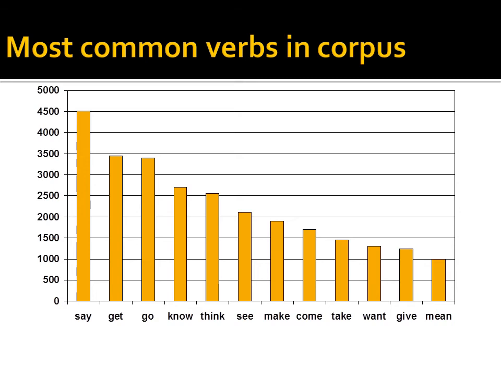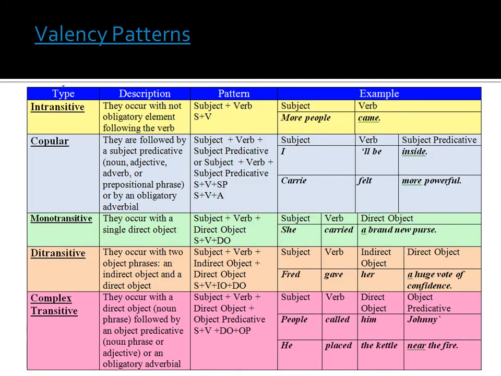And this is kind of something that I think would be invisible to most of your students. These are those valency patterns that they talk about in the book: intransitive, copular, monotransitive, ditransitive, and then complex transitive. I want you to try and become familiar with these. I don't think it's necessary to memorize those, but I think it is important to understand that these categories exist and what's going on for each category.